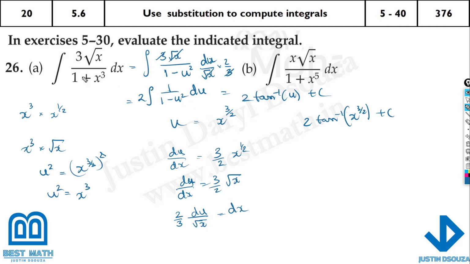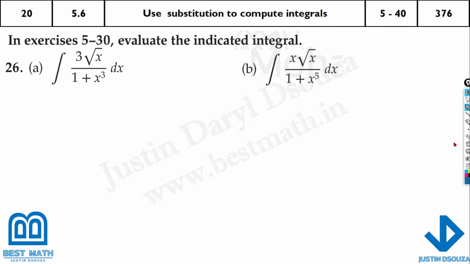3 root x divided by 1 plus. The problem is we have x 3 by 2 as u, not x power 3. If you square on both the sides, you get u squared equals x power 3. And that can be used as u squared, instead of x cubed, we can write as u squared. And dx becomes du by square root. All these terms need to be written. Cancel out whatever can be cancelled, and you're remaining with 1 by 1 minus u squared, which is tan inverse. So that's it. Look at the next one.